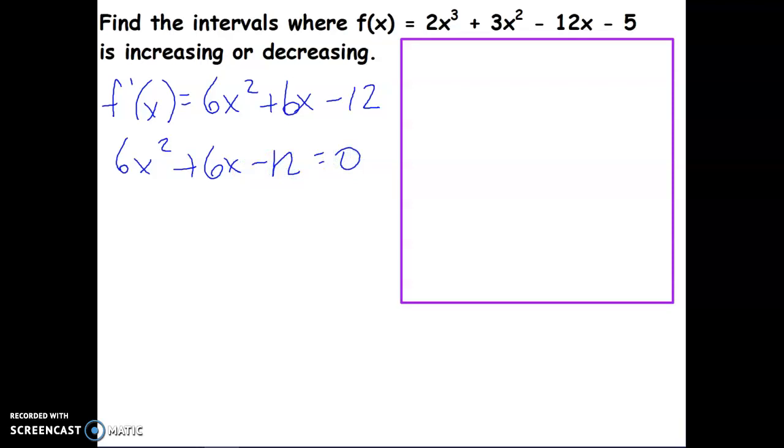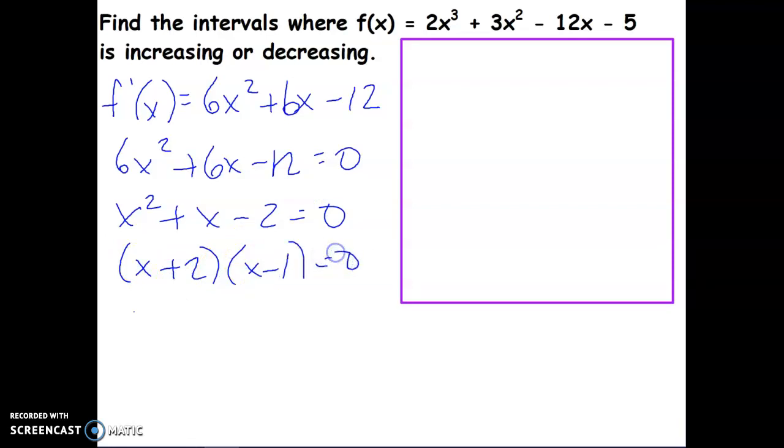Okay, so those of you guys heading towards AP Stats next year, you're just going to type this in your calculator and you're going to find the zeros. Those of you guys heading towards pre-cal next year, you want to do this by factoring. So you're going to divide by 6 all the way across. And then you're going to factor this. Set each of your factors equal to 0. And I end up with -2 and 1 as my critical values.